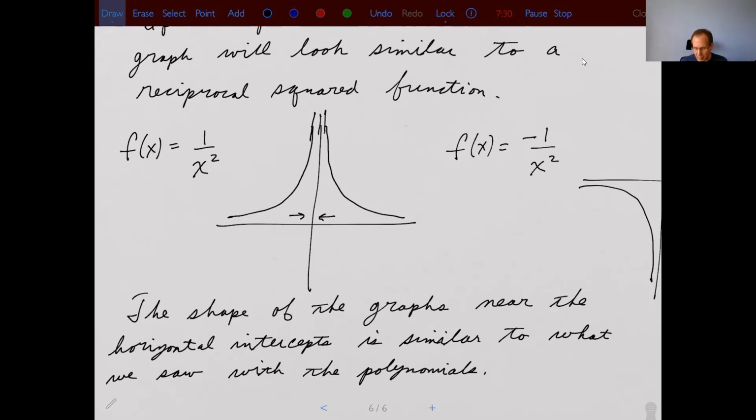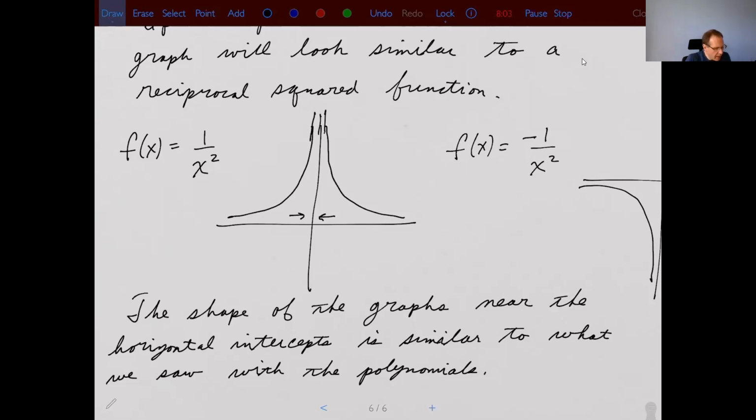And remember what happened in that case, right? If the exponent on the factor was a 1, it looked like a line near the intercept. If the exponent was a 2 on the factor for the x-intercept, or the 0, remember sometimes they call it a 0 or a root, it looked like a parabola, it looked like a quadratic function. And if it was a 3, it looked like a cubic function, right near that root. So that's going to be the same with the rational functions as well.